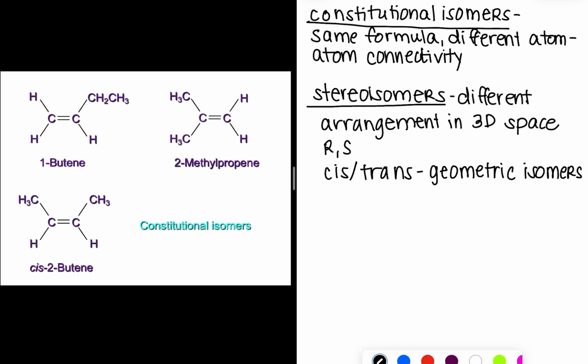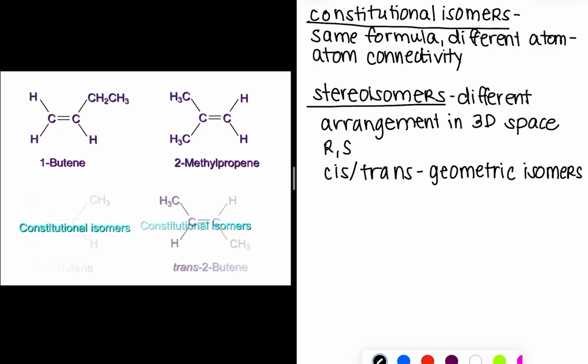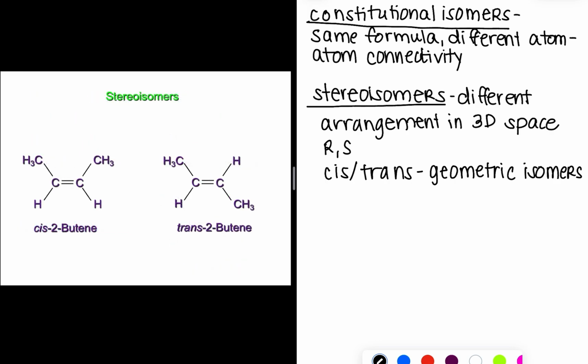These are all constitutional isomers of each other because this carbon atom is connected to one methyl, one hydrogen, on the other side, one methyl, one hydrogen. Compared to the top, I have two hydrogens on one side, and then I have a carbon and an ethyl. So you can probably see how these are constitutional isomers. There's a different atom-to-atom connectivity. Again, constitutional isomers. But these are the stereoisomers. So same atom-to-atom connectivity, different arrangement in three-dimensional space.